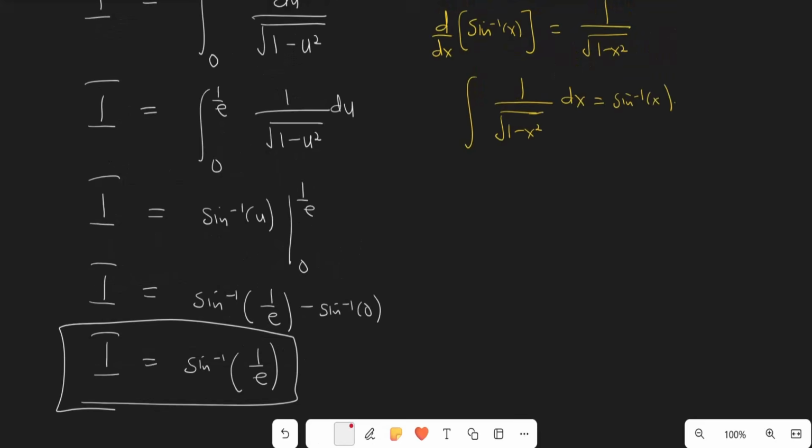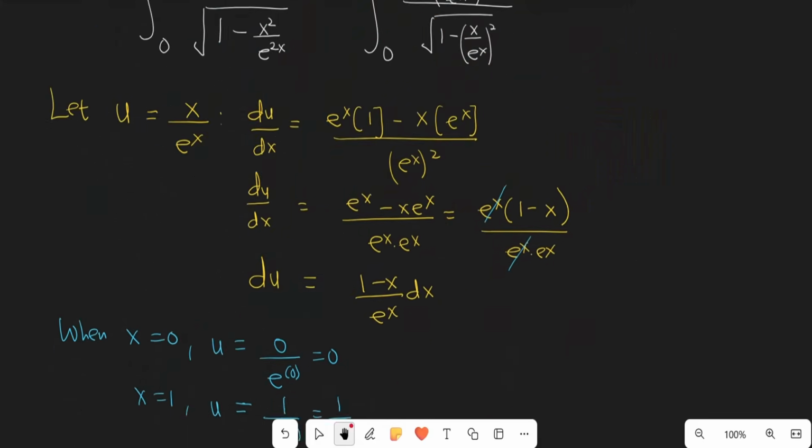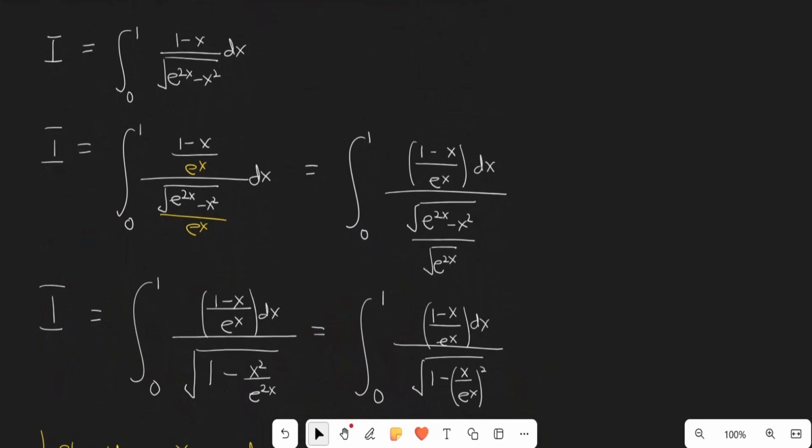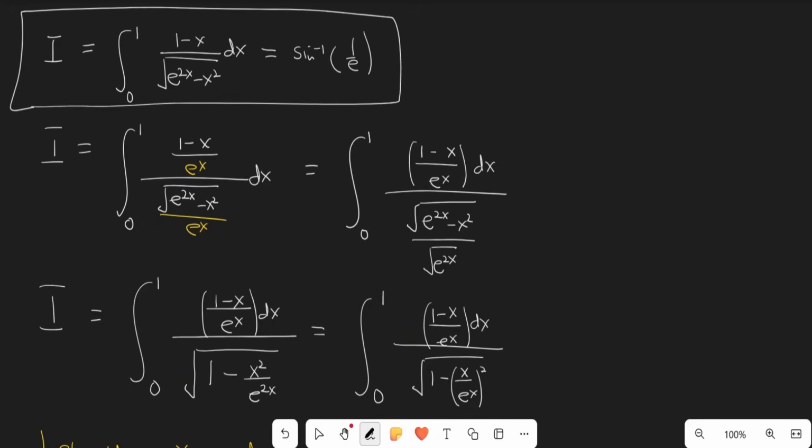Alright, very simple. So this is an MIT Integration B question and it appeared in the 2026 regular season. And the answer to this is the sine inverse of 1 over e. What a beautiful answer to this beautiful integral.